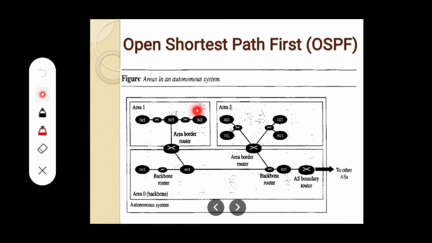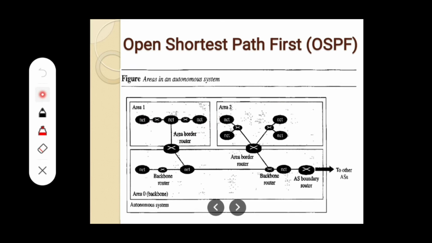So what does an area contain? An area contains a collection of networks and hosts. This is a collection of networks and hosts, and this is also a collection of networks and hosts. All these networks in an area are connected. These networks are connected, and this is also connected.